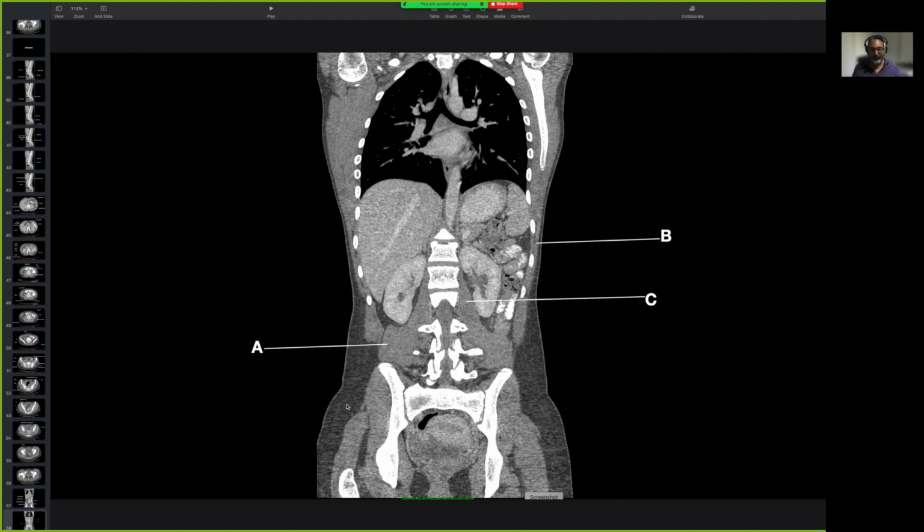Which one is quadratus lumborum? Quadratus lumborum, this is. That is iliacus. No, it is iliacus. You can see it going up in there. Yes, yes. All right, well done. Nice.